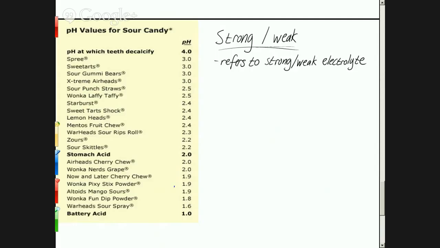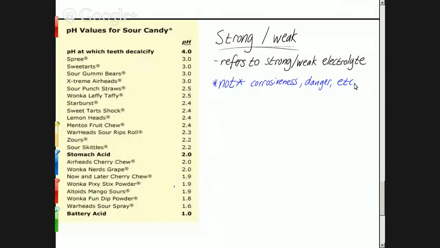Some acids break up into ions and form lots of ions. Other acids mostly stay together. The ones that break up completely are called strong acids. The ones that mostly stay together are called weak acids. So it does not refer to corrosiveness, that is how much it burns your skin, or danger, etc. It doesn't apply to those things when we talk about strong or weak acids in a chemical context.